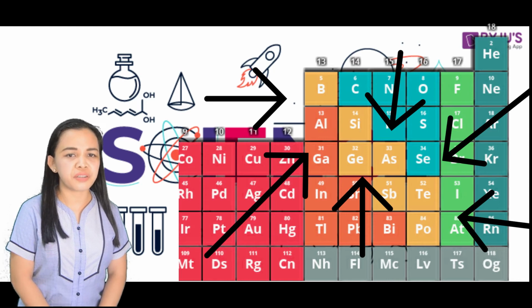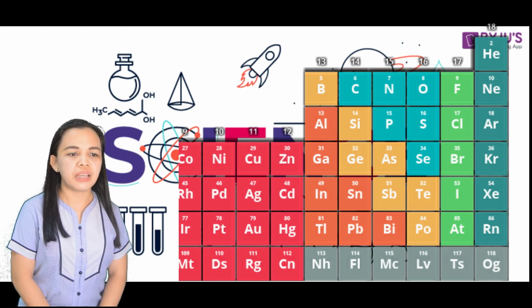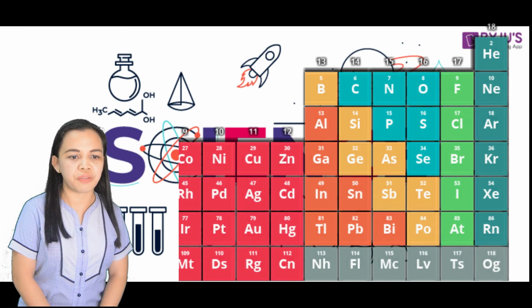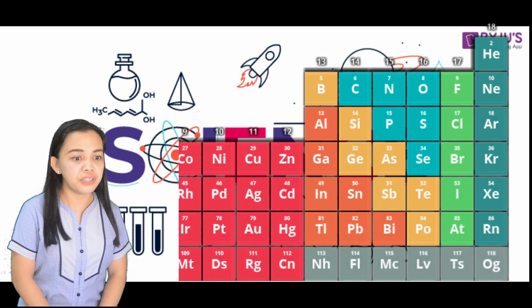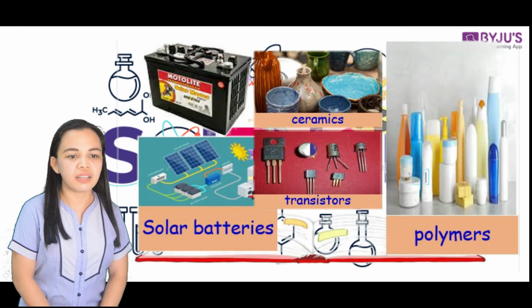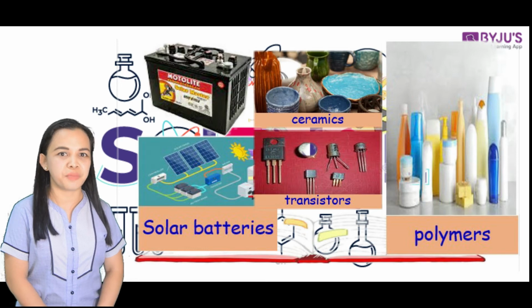Remember the stair-like structure in the periodic table. They are somewhat like stairs. Other elements which are less frequently classified as metalloids, such as selenium, polonium, and astatine, are commonly used in the industries. In general, they are used to make solar batteries, ceramics, transistors, and some polymers.